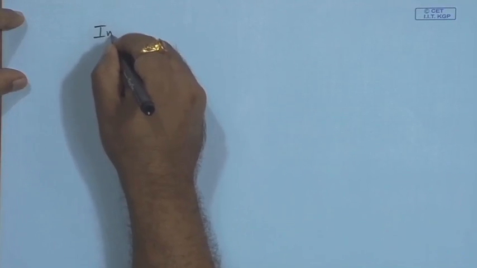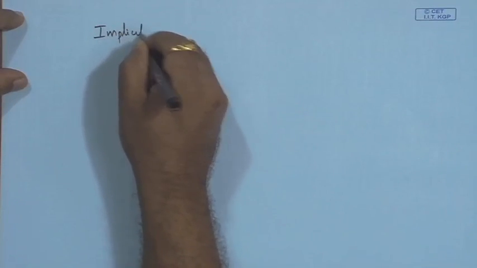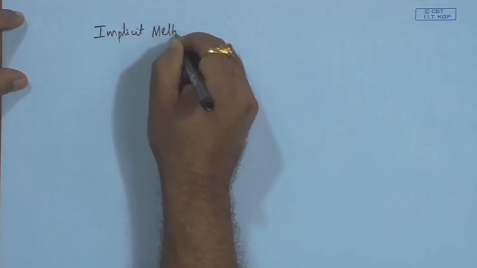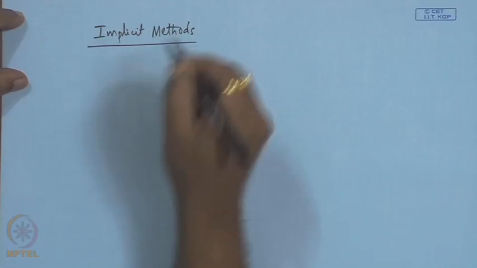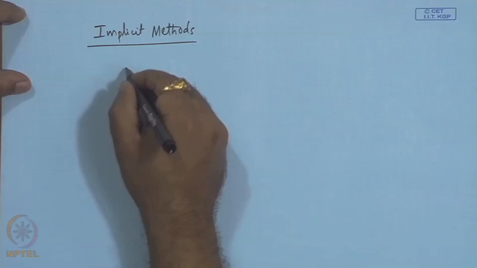Okay. So, now in this lecture we are going to discuss implicit. So, when do we say it is implicit? As I mentioned before, to compute value at n plus 1th stage, if the right hand side is demanding the value at n plus 1th stage, then that is called implicit. So, let us see how we can derive implicit expressions. Implicit methods.